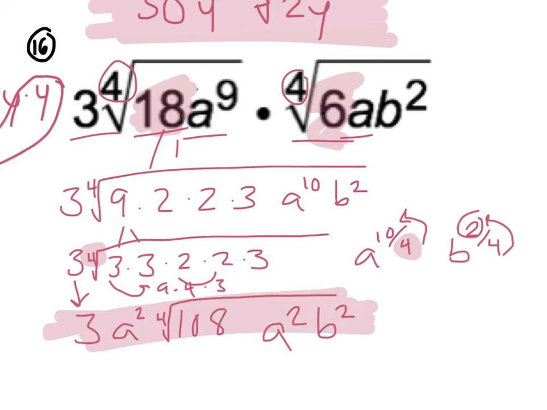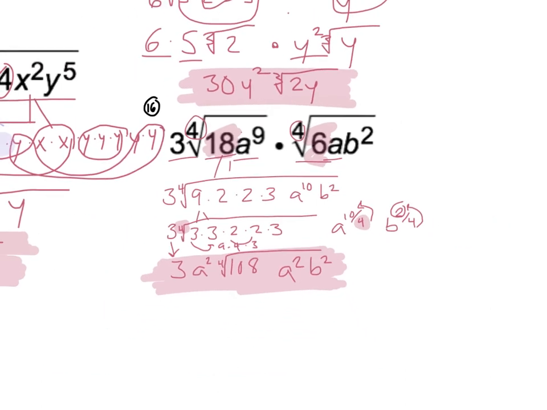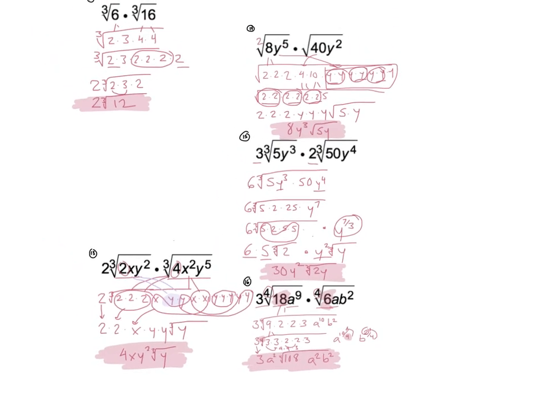So here, the only thing we did was combine the 2, and we could only take out 2 a's. So we went from having 10 a's to only 2 on the inside. Okay, let's go to 17, next page.